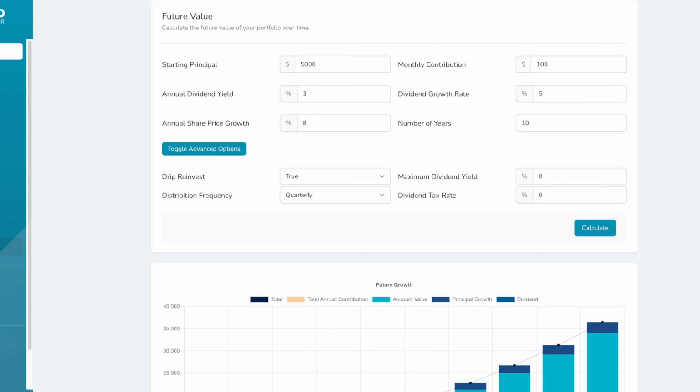Here's an example. Let's say you had $5,000 that you invested. You contributed $100 a month, and it had an annual dividend yield of 3%. It also had an annual share price growth of 8%. And let's say you invested for 10 years and you did DRIP, you reinvested those dividends. Let's see how much you would earn.